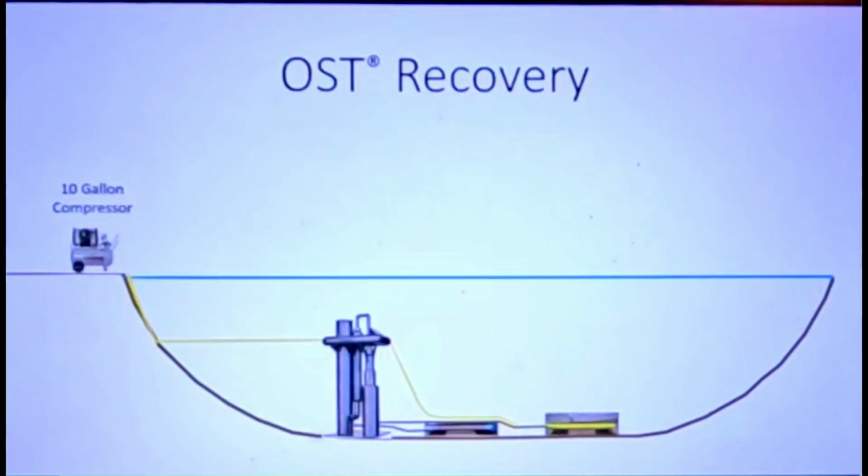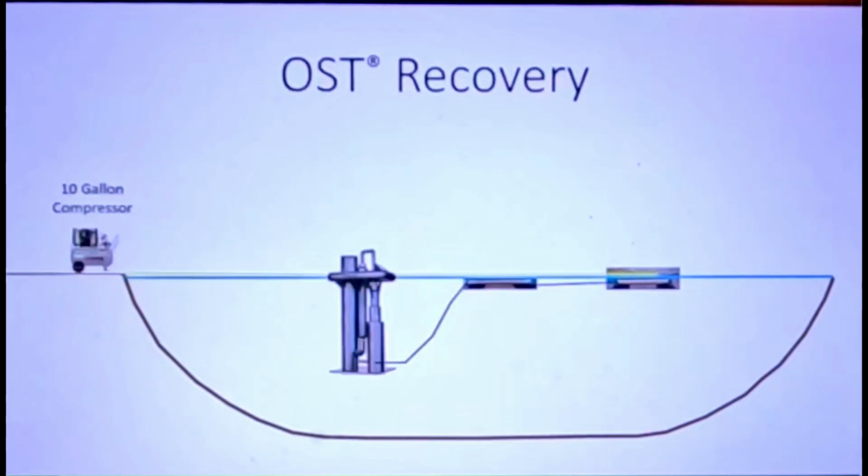So really quick, how do you recover these systems? Well, like I said, there's an engineered buoyancy line. We hook a compressor up on shore, and we push air into that buoyancy line, and the entire system floats on the surface. We go out there in a boat, we take a pressure washer or a trash pump, and we clean off our headers.